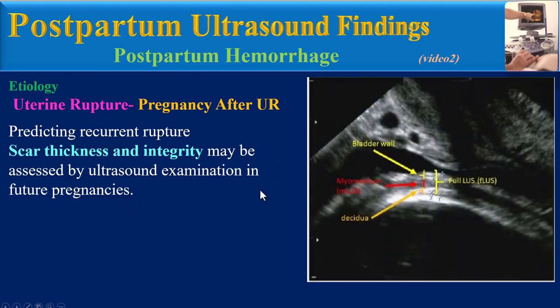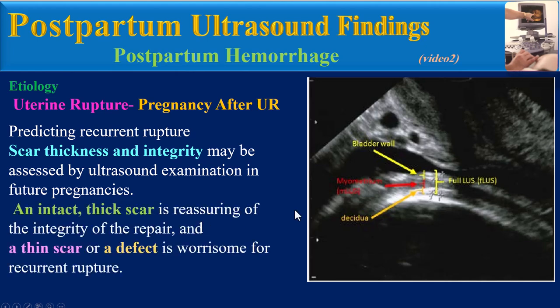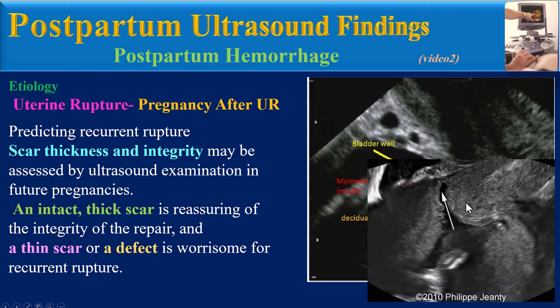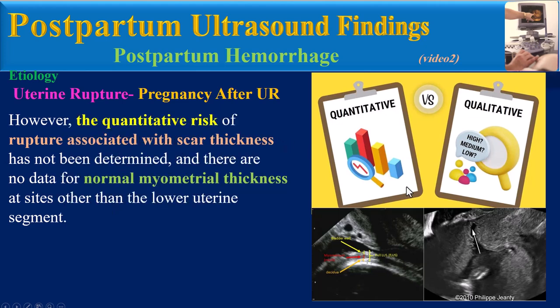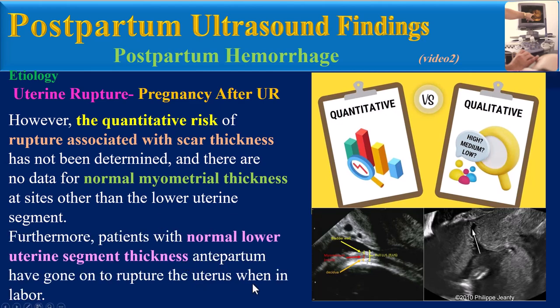Can we predict recurrent rupture? Scar thickness and integrity may be assessed by ultrasound examination in future pregnancies. An intact and thick scar is reassuring of the integrity of the repair, and a thin scar or a defect is worrisome for recurrent rupture. Despite these qualitative ultrasound findings, the quantitative risk of rupture associated with scar thickness has not been determined, and there are no data for normal myometrial thickness at sites other than the lower uterine segment. Furthermore, patients with normal lower uterine segment thickness antepartum have gone on to rupture the uterus when in labor.